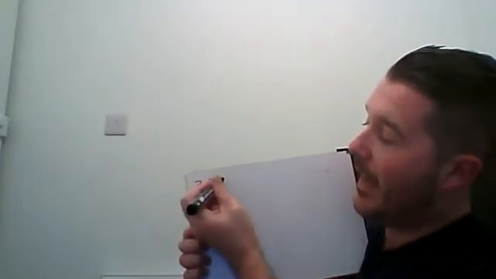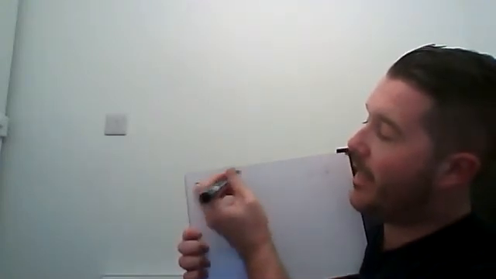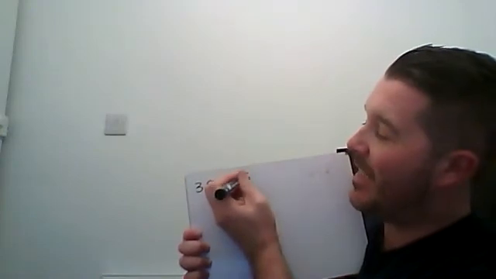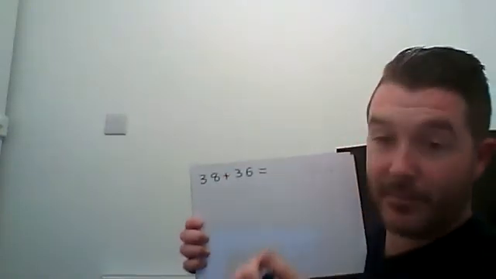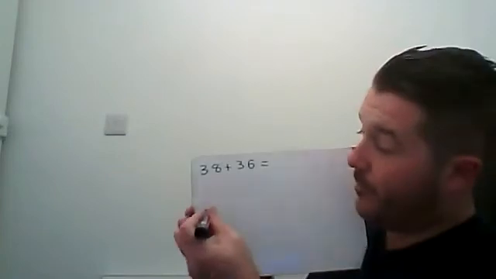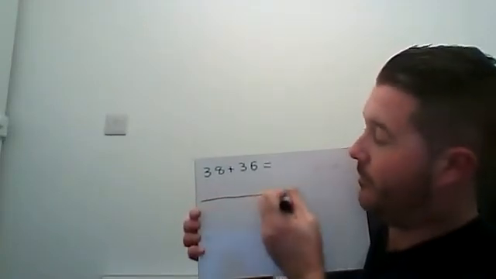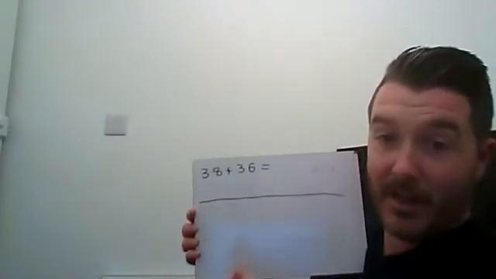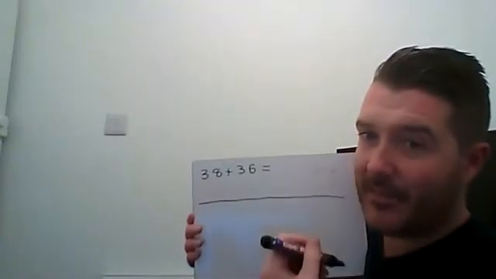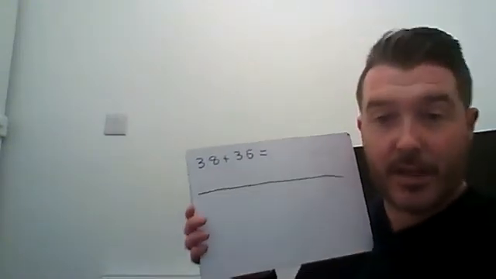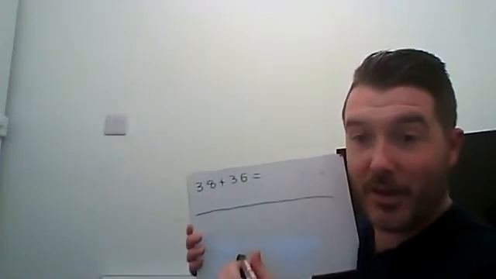So I'm going to do 38 add 36. Okay, so first step, draw my number line. Just draw it as long as you want it to be. Use a ruler if you've got one because it makes it easier. I haven't got one. And then what you're going to do, just trying to make sure I'm on the camera.